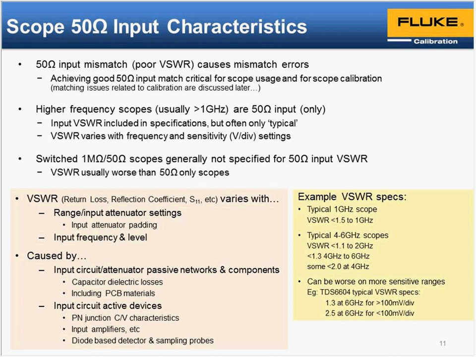You can see I've got those VSWR specs there from the data sheets of those scopes. So it is typically specified, certainly for a 50 ohm only scope, may not always be for a switch scope, and often you will only have a typical figure. And that's a bit of a problem to us as metrologists, because ideally we need to know exactly what our match conditions are, so that we can do an uncertainty calculation based on the mismatch error. Or we need to have a limit value that we have some confidence in.